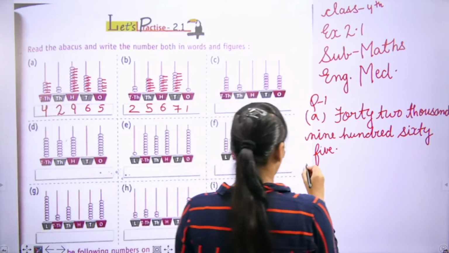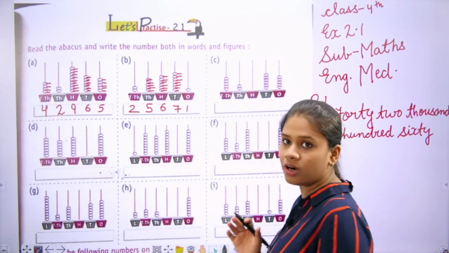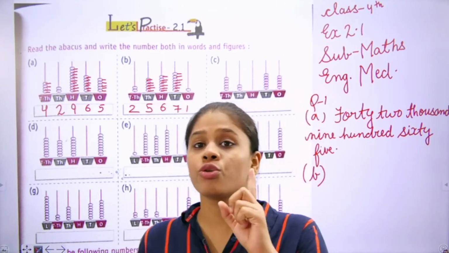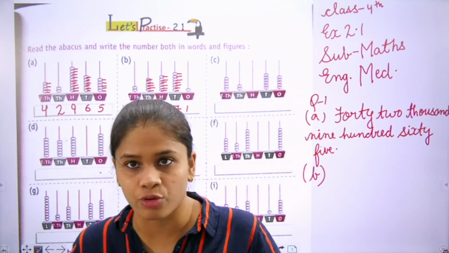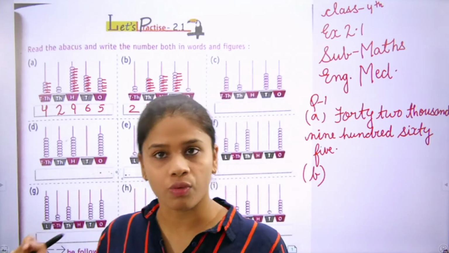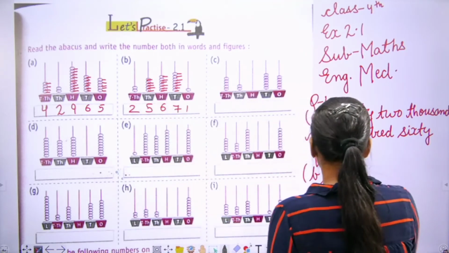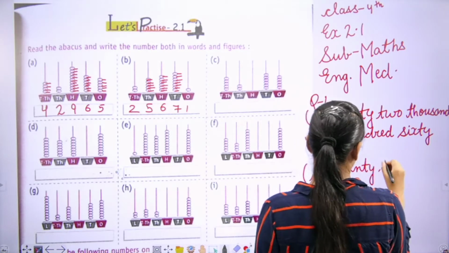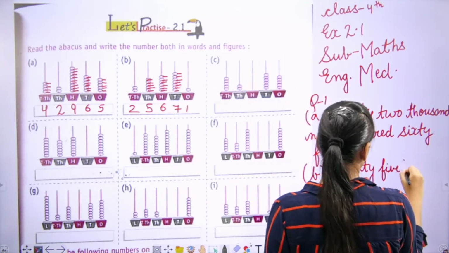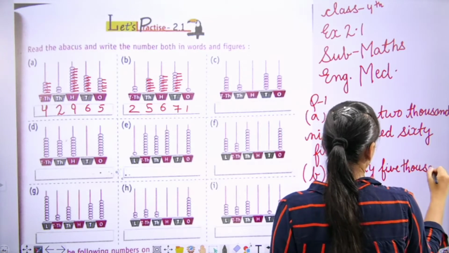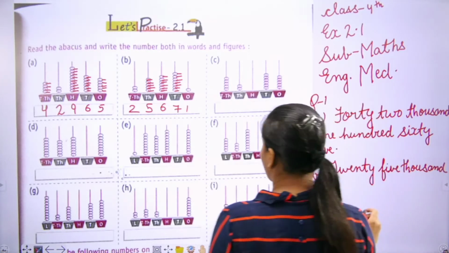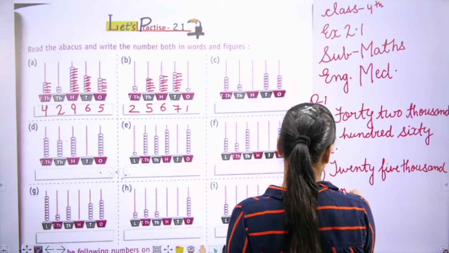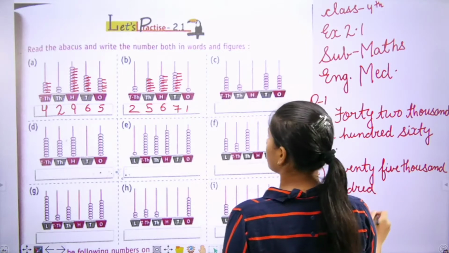25,671. Okay. And you have to write in words also. Okay, and you have to do this work in your maths first notebook. You have to draw the abacus and then you have to write in numbers, then in words. Okay, 25,000, 25,600, 71.